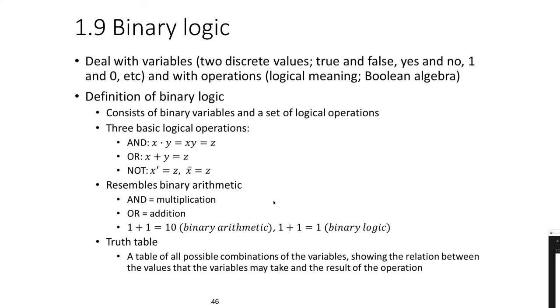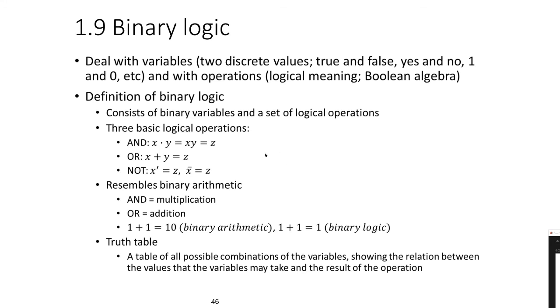If we think about it, essentially an AND operation is just multiplication. An OR operation is like an addition. And then the last one, I'm sorry, the NOT operation. So the basic idea is, in binary arithmetic 1 plus 1 is 10, but in binary logic, 1 OR 1, or 1 plus 1, is going to give you 1.